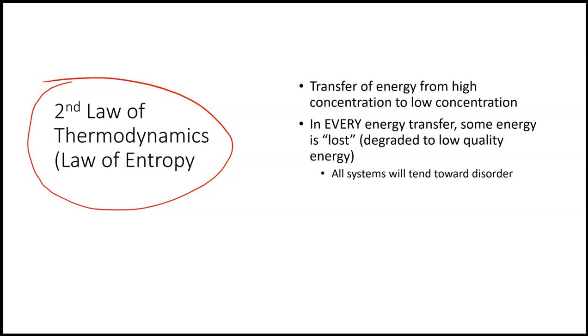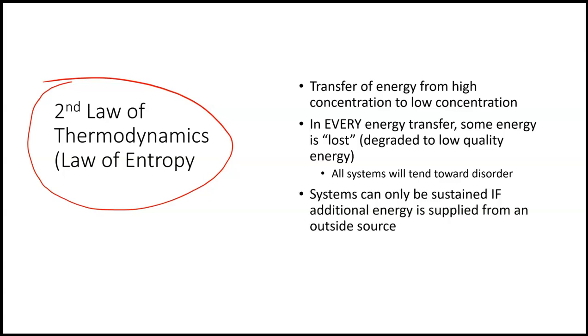Now, with this law of entropy, because energy is always moving from a higher concentration to a lower concentration, there's always this dissipation. So in every energy transfer, every single one, no matter what, there's no such thing as a perfect energy transfer. Some of that energy is always converted to a lower quality, more dispersed, less usable form. This is the kicker. That's what explains that 10% rule we've been talking about in class.